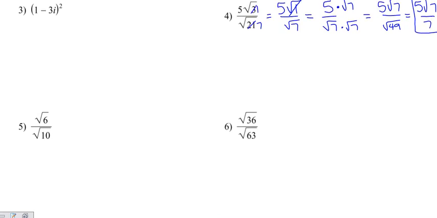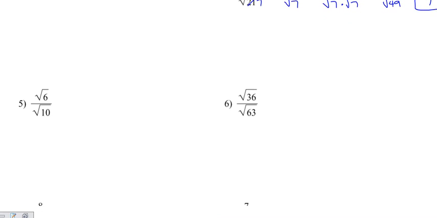Number 5 and 6 are the same type of problem. I'm going to work number 5 and leave 6 for you to try on your own. In number 5, I don't have any coefficients, so I can't do any reduction there. 6 and 10, neither one of these are perfect squares, so I can't solve either one of them. But I can reduce them. Both of these numbers are divisible by 2. 6 divided by 2 is 3. 10 divided by 2 is 5.